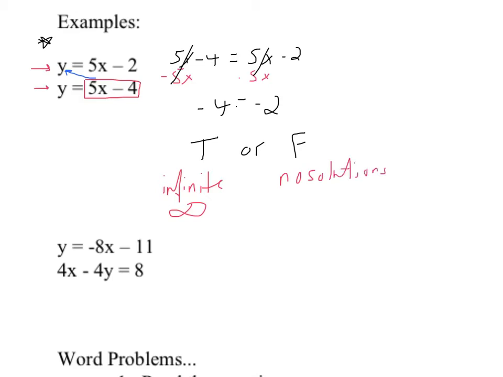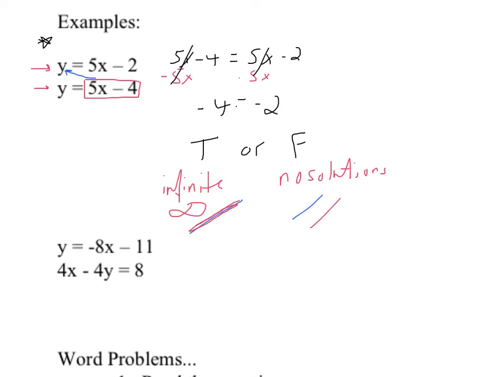So basically, infinite means if you were to graph it, you'd graph the line, and you graph the other one, and it's the same line. When you have no solutions, you graph one line and you graph the other, and they're parallel. On a graph, that's pretty obvious. But when you solve by substitution, it's not.